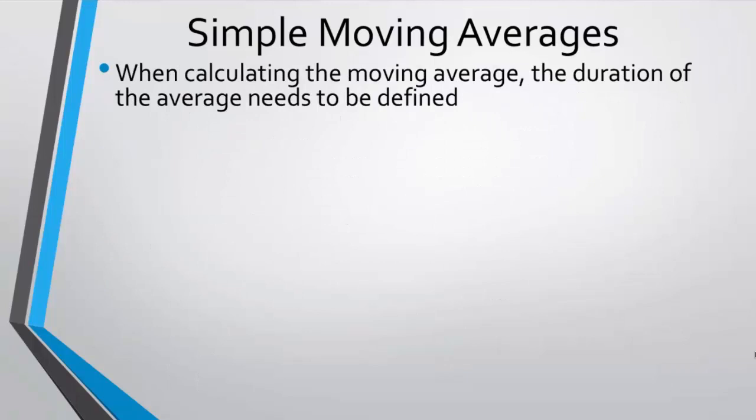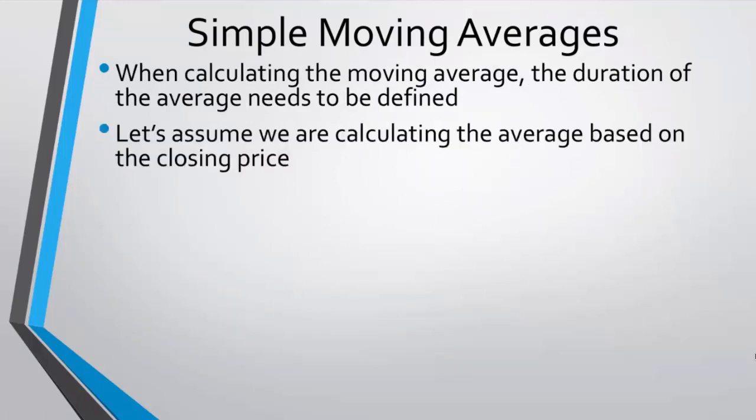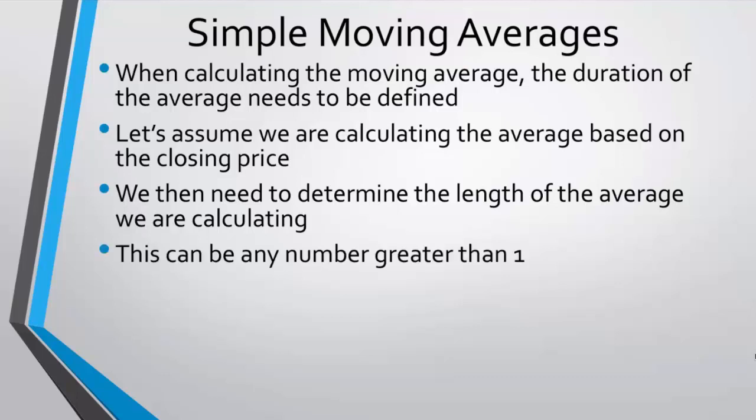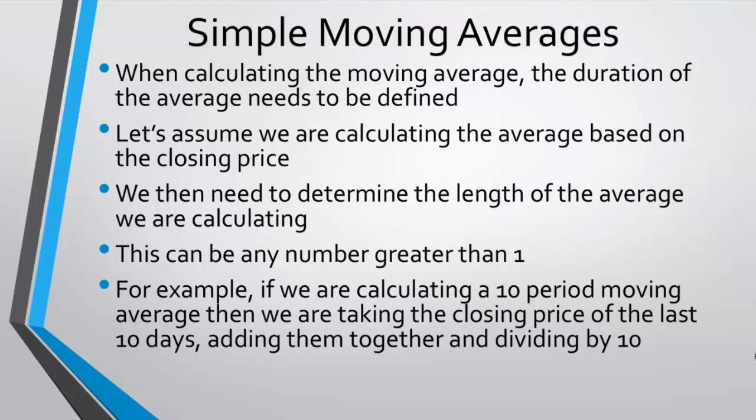When calculating the moving average, the duration of the average needs to be defined. So let's assume we're calculating the average based on the closing price. We then need to determine the length of the average we are calculating. This can be any number greater than 1. For example, if we're calculating a 10-period moving average, then we are taking the closing price of the last 10 days, adding them together, and dividing by 10.